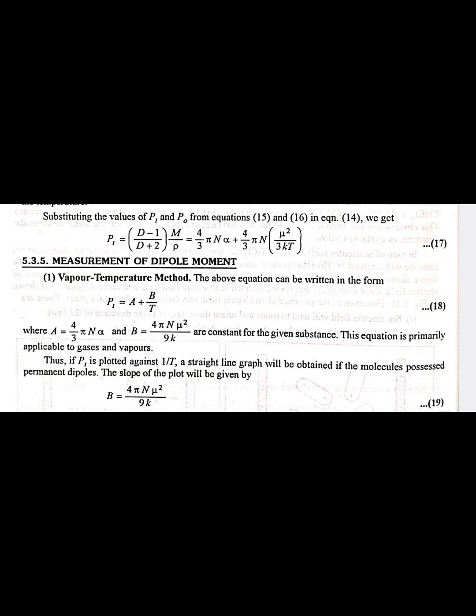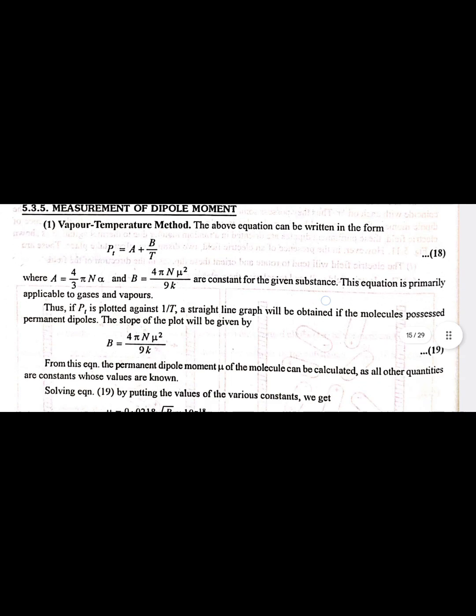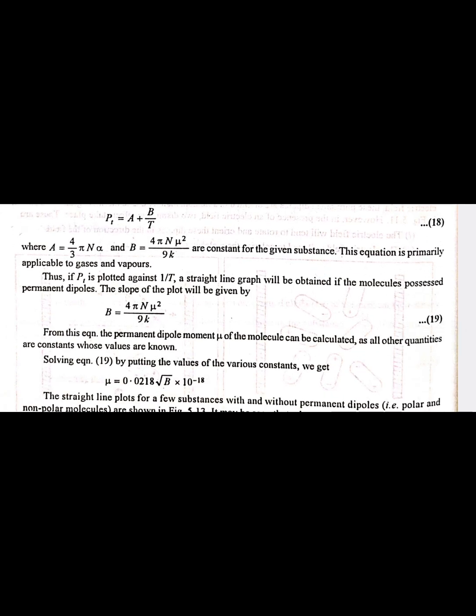Measurement of dipole moment. Number 1, vapor temperature method. The above equation can be written in the form Pt is equal to A plus B by T. Equation number 18, where A is equal to 4 by 3 pi N alpha and B is equal to 4 pi N mu square upon 9k, are constants for the given substance. This equation is primarily applicable to gases and vapors.